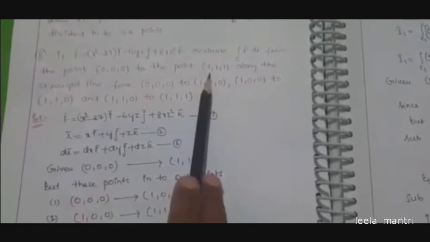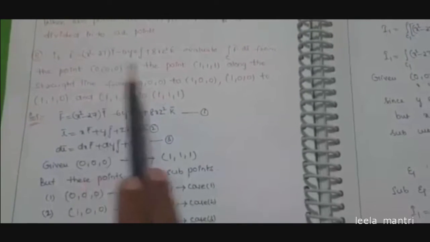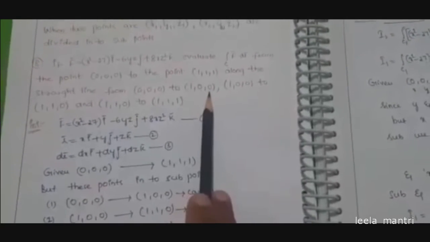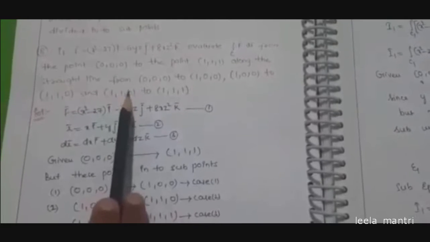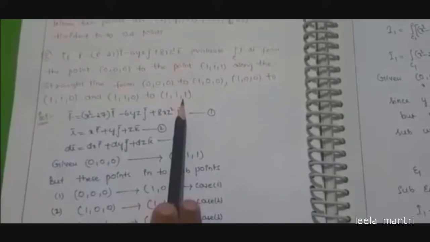Between these 2 points, the path is divided into 3 cases. From the initial point it moves to 1, 0, 0, and from 1, 0, 0 it moves to 1, 1, 0, and from 1, 1, 0 it reaches the terminal point. So now going to the solution.